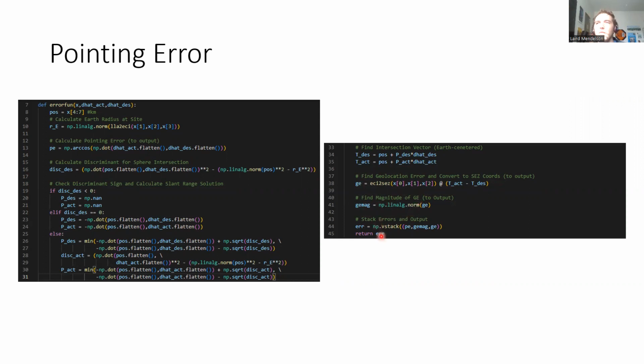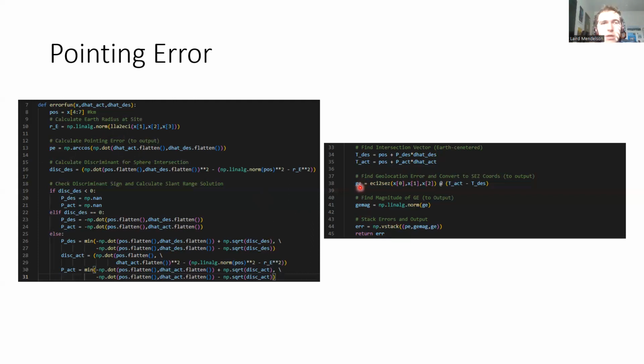And then the actual output, the E or whatever, I'm not sure if I really defined that earlier, but the output is just going to be a single vector that has the pointing error, the magnitude of the geolocation error, and then the actual northeast zenith geolocation error.